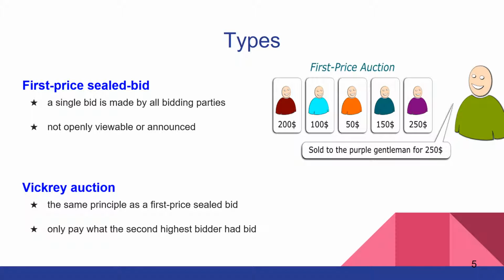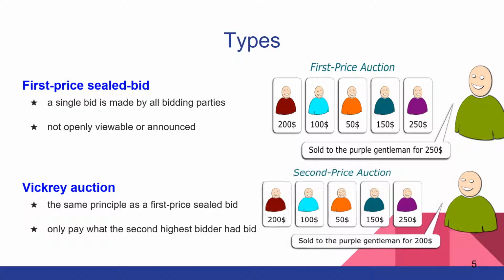Vickrey auction is also known as the second price sealed bid, the same principle as the first price sealed bid. The only difference is that the winner does not need to pay the highest price. Look at the picture. Purple is the winner. He provides $250. However, he does not need to pay that price. What he needs to pay is $200.